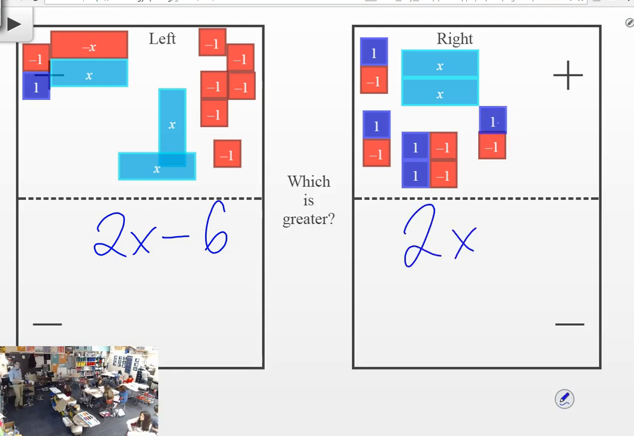Which is bigger? 2x. Just 2x. Questions? I still have time.